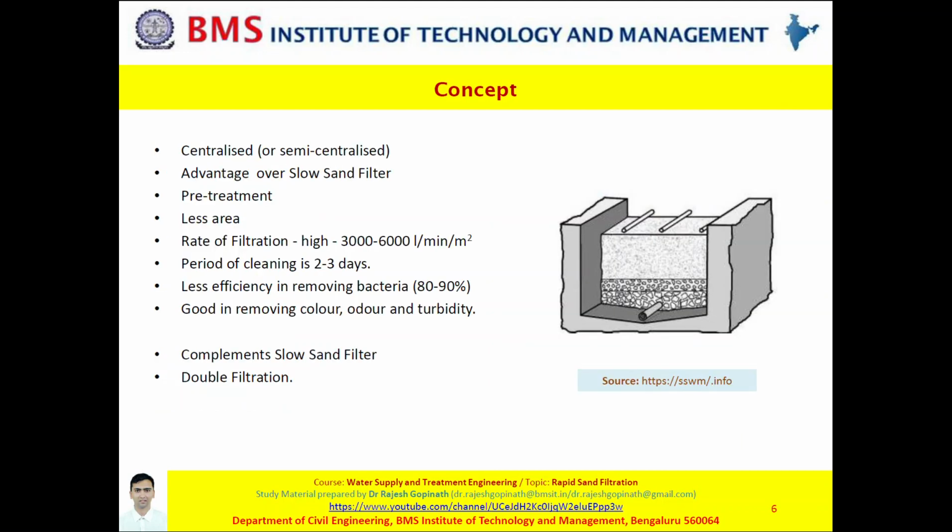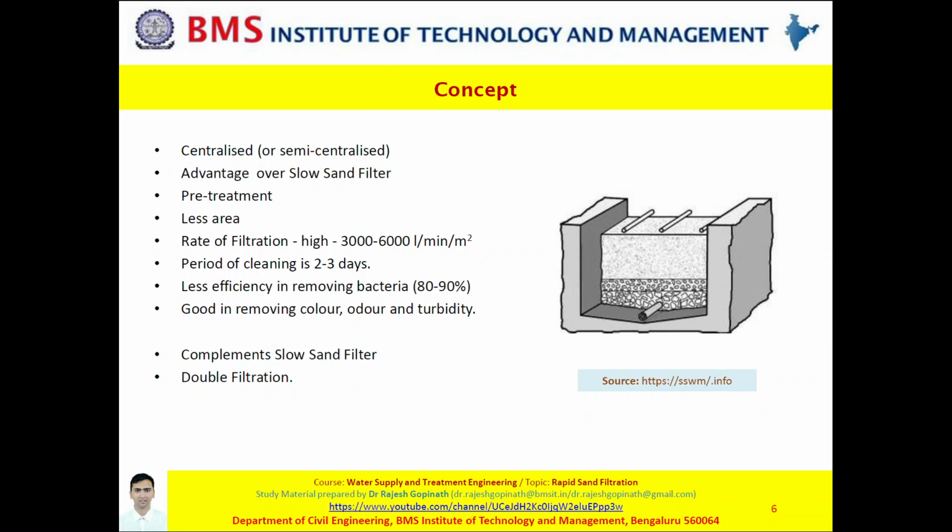When compared to slow sand filters, rapid sand filters hold numerous advantages. For instance, the rate of filtration. While for slow sand filters, if you remember, the rate of filtration was 100 to 200 liters per hour per square meter of filter bed, for rapid sand filters, on the other hand, the rate of filtration is 3,000 to 6,000 liters per minute per square meter of filter bed. While slow sand filters took about 1 to 3 months with respect to cleanup, the period of cleaning for rapid sand filter is 2 to 3 days.